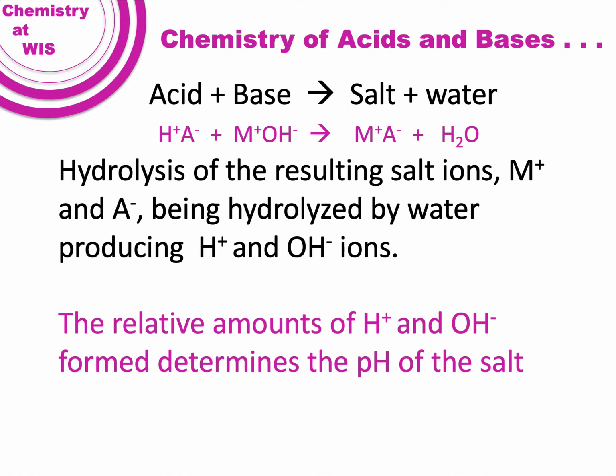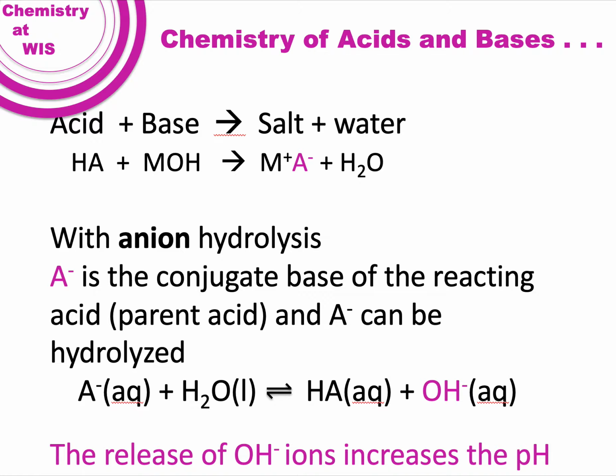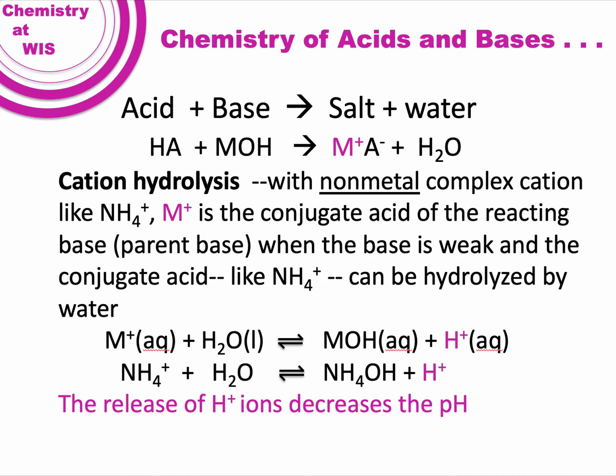And so, once you have hydrolysis, it's the relative amounts of the H+ and OH- that are going to determine the pH of the salt. So with the anion, the A- is the conjugate base of the reacting acid, and A- can be hydrolyzed. So here, as it's being hydrolyzed, it's forming hydroxide ions. So the release of hydroxide ions increases the pH. It's going to be alkaline.